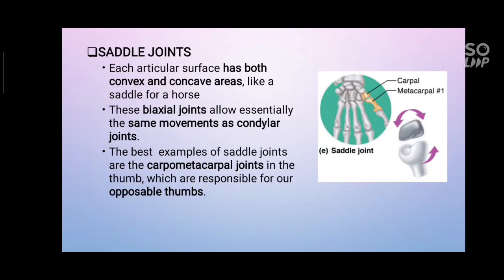Saddle joints. Each articular surface has both convex and concave areas, like a saddle for a horse. These biaxial joints allow essentially the same movements as condylar joints. The best examples of saddle joints are the carpometacarpal joints in the thumb, which are responsible for our opposable thumbs.